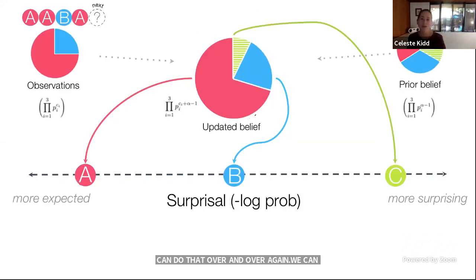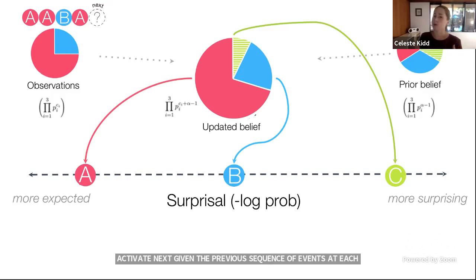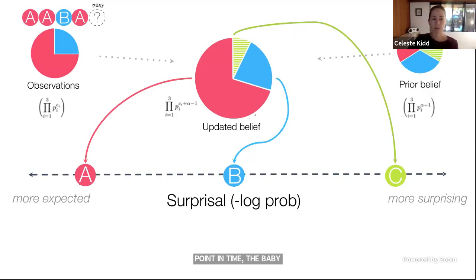Okay, to quantify these expectations, we applied a textbook example from Bayesian statistics, a Dirichlet multinomial, which provides an estimate of probability that each box will activate next, given the previous sequence of events. At each point in time, the baby either looks away or they don't. If they don't, then we move on to the next trial. The next box pops open.